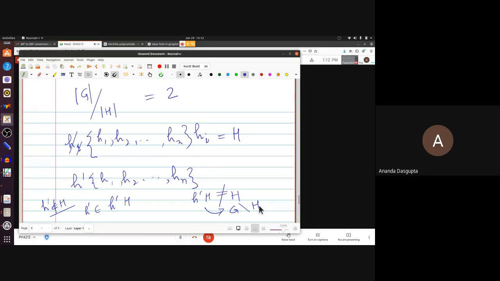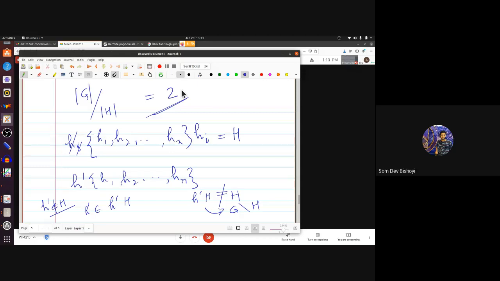In general, for an arbitrary group, if this condition had not been true, what would you have said? You would have said H prime capital H has to be a subset of G set minus H. Because elements here have to be in G and definitely cannot be in H, because if two cosets are not identical, they have to be disjoint.